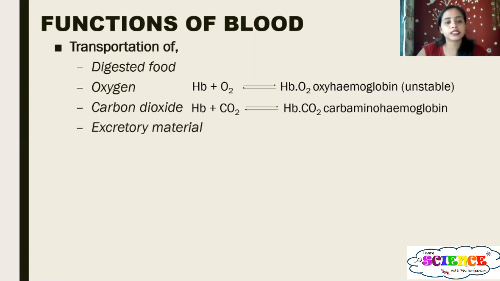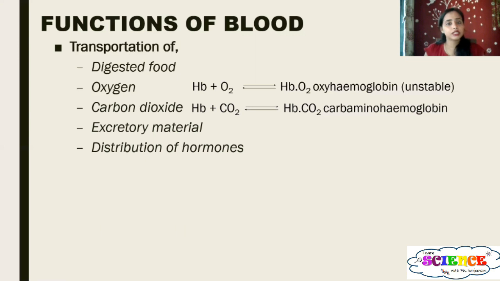Then excretory material, which is produced in tissue, has to be transported to the organ from where it is released outside the body, like skin, lungs, and kidney. For example, urea, which is produced in the liver, has to be transported to the kidney so that the kidney eliminates it along with urine. Then comes distribution of hormones.